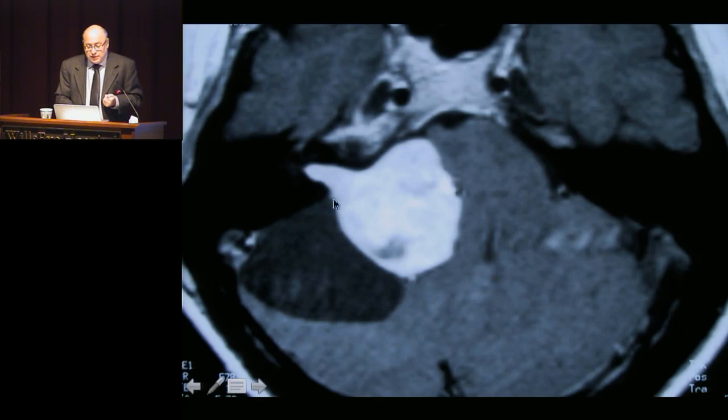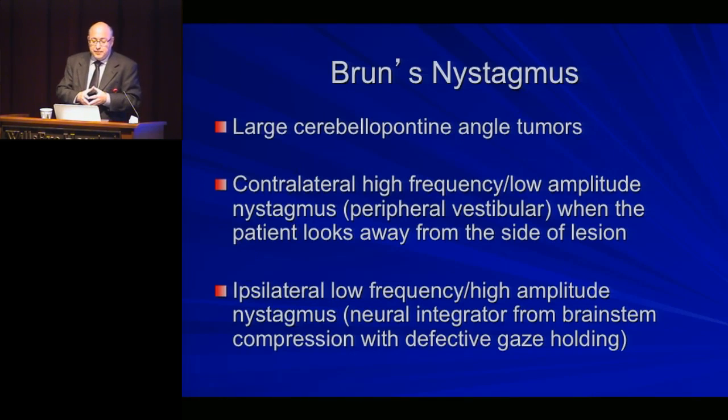So what we're going to do is get a peripheral nystagmus because of this lesion, but a central nystagmus on this side because of compression. And so this is seen, it's called Bruns nystagmus. It's seen with large cerebellopontine angle tumors. There's a contralateral, high-frequency, low-amplitude nystagmus due to the peripheral vestibular component when looking the other direction. If we're looking towards the lesion, there's an ipsilateral, low-frequency, high-amplitude nystagmus due to compression of the neural integrator. And so we'll see a case of this. So what you're looking for is just an asymmetry right to left.